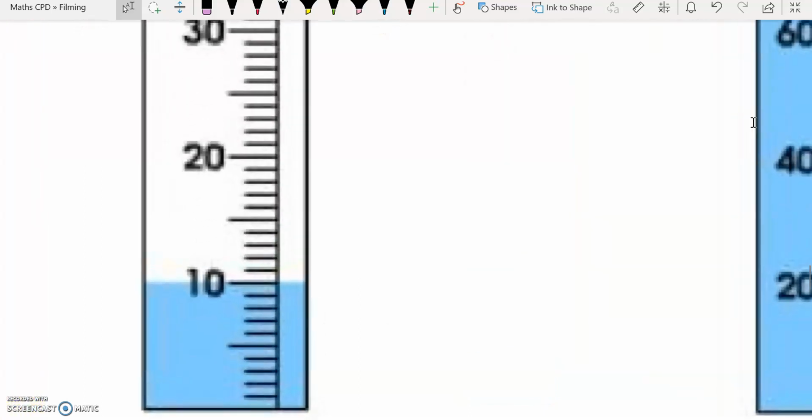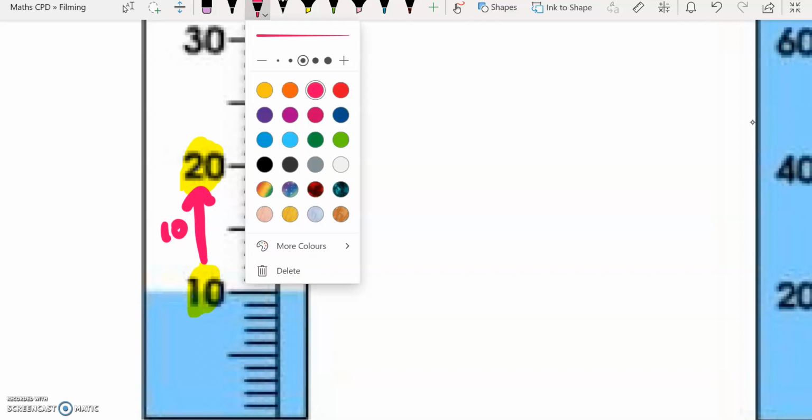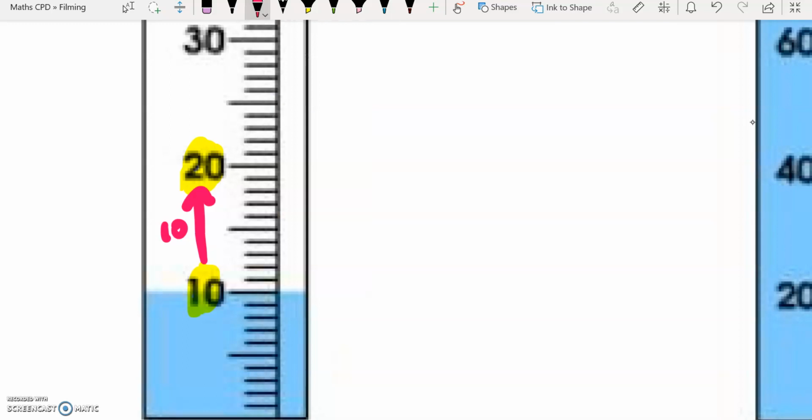So if we have a look here, my advice is to look for two values. So here we've got 10 and here we've got 20. And my advice is to count how many lines there are between 10 and 20. So we've got 1, 2, 3, 4, 5, 6, 7, 8, 9, 10. So the difference between these two values is 10, and there are 10 lines. That means that each line must be 1. So therefore my scale in this problem must go 1, 2, 3, 4, 5, 6, etc.